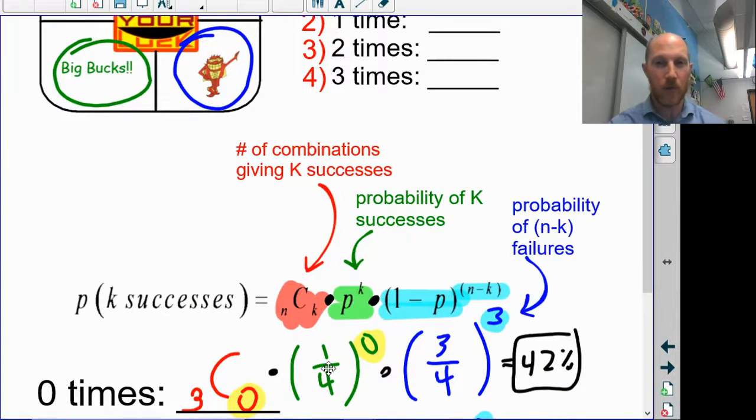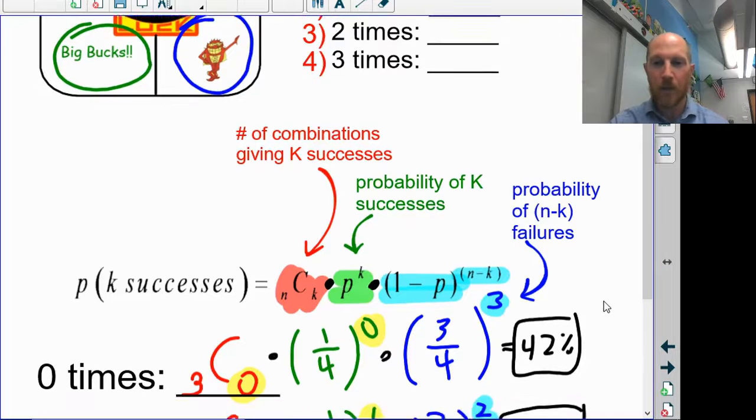So the equation for 0 times of success, 3 total spins, 0 successes. Probability of success is 1/4 because only one of the 4 spaces you win. 0 successes, because this will be the exponent, that's the number of successes. And then the blue part is for failures, so there's 3 losing spots out of the 4, and this time we are losing 3 times out of our 3 total spins. Plug that into our calculator, we get 42%.